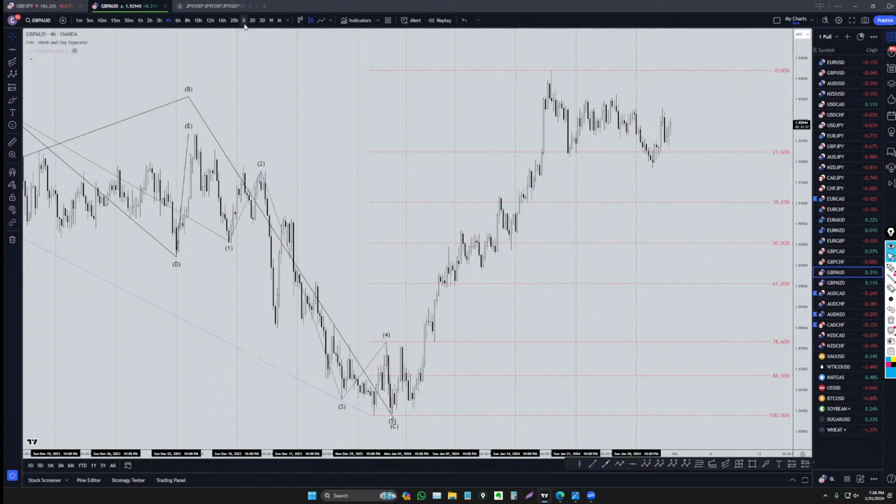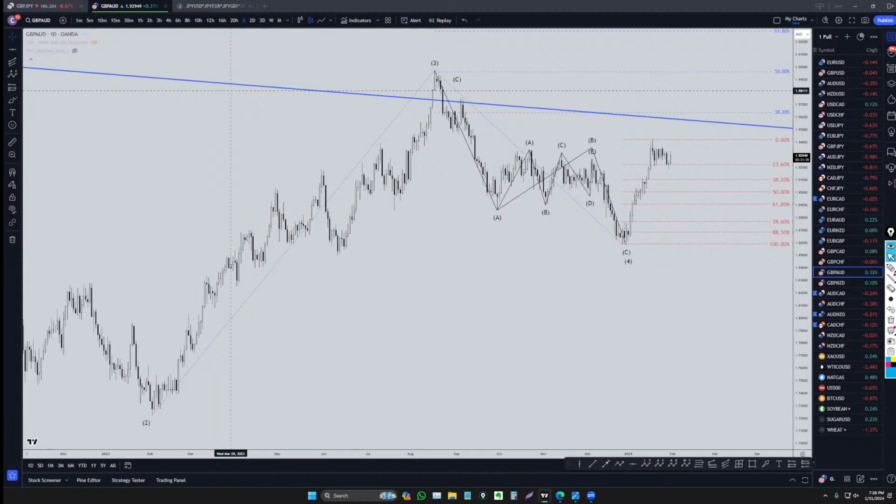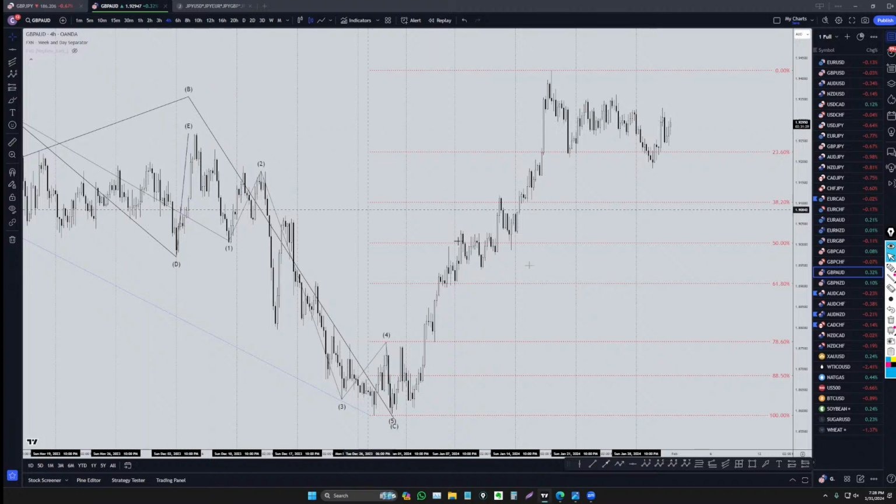The pound CAD doesn't look bad either, definitely. Oh yeah, look at that. That's looking pretty good too. Pound CAD, definitely. Look at how nice that ABC is. A, B, C. Trust the pattern.